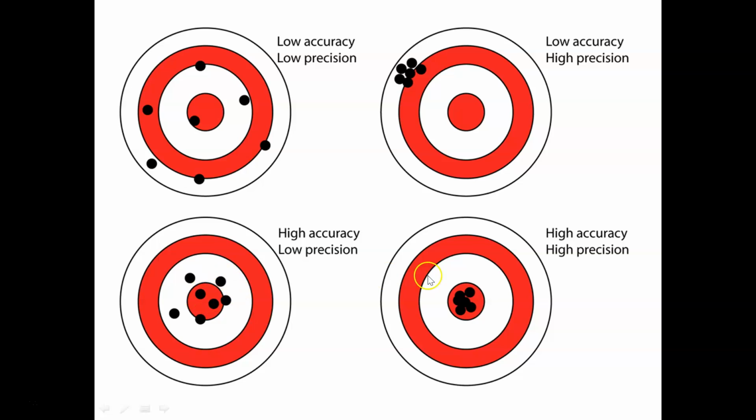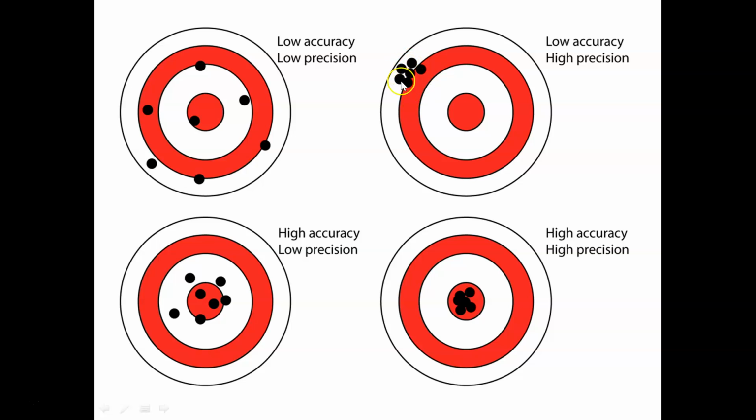Well, accuracy describes how close your data points are to the true value. So these shots are close to the main target, and these ones are definitely close to the main target, while these two are far away from the main target for the most part. Meanwhile, precision refers to how close your data points are in relation to each other. So how close are they clustered together?